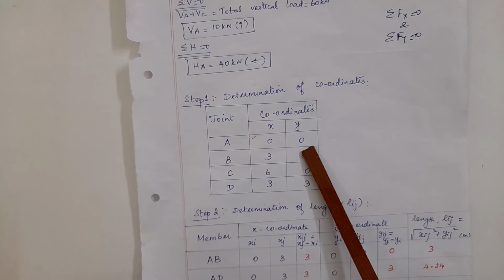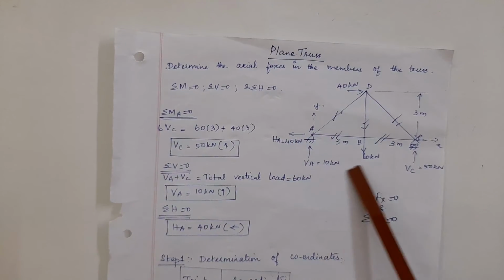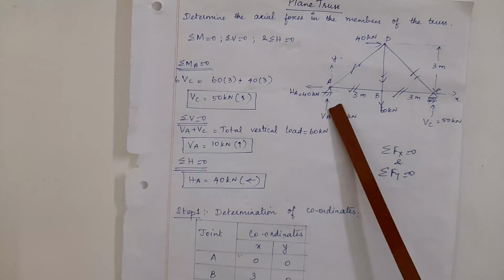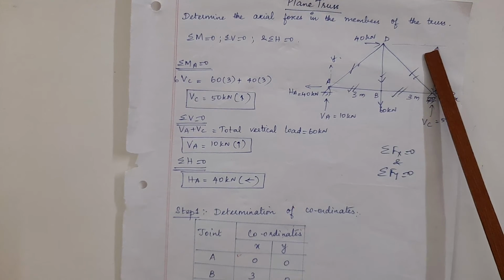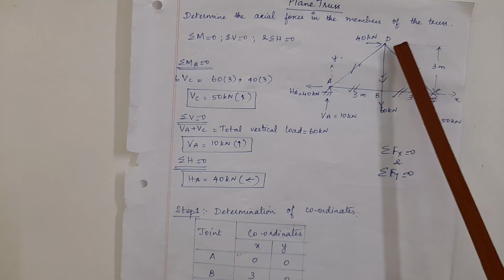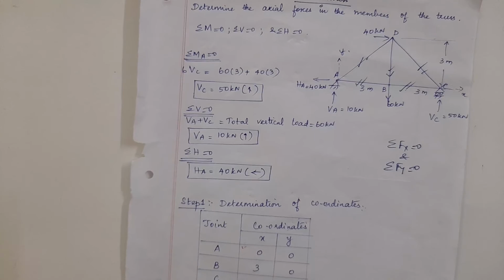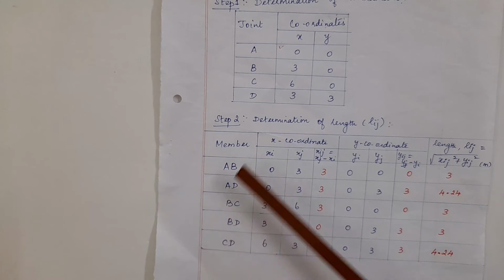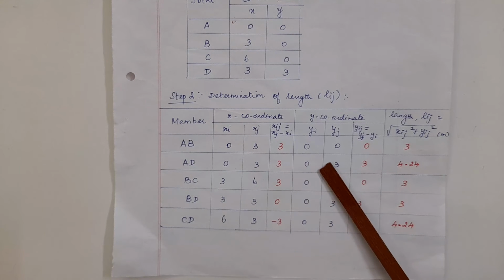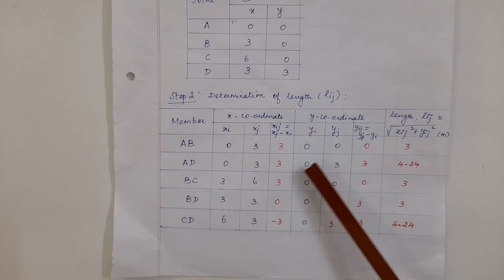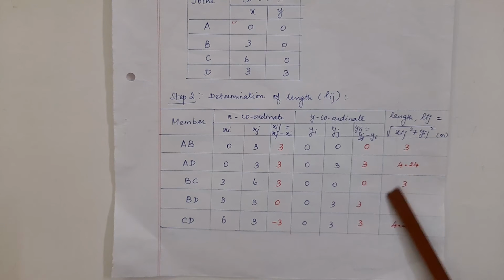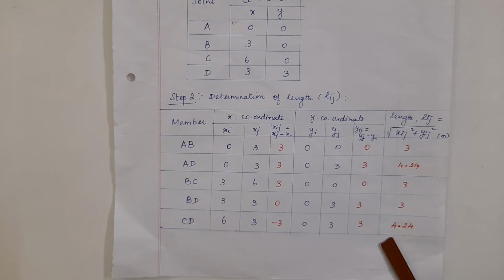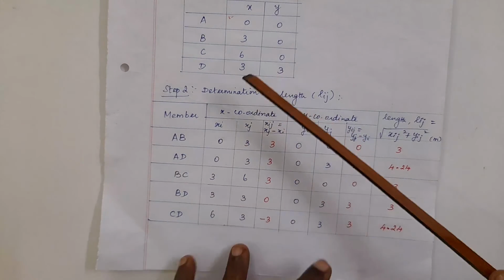So assuming any one end as the origin, whichever you feel is easy, you can take it as the origin, and based upon the corresponding length and height given, form the coordinates for each joint. Okay. Then we go for the calculation of length. For each member, we need to find the x coordinate and y coordinate. With the help of these two, we need to determine the length, because tension coefficient is force per length of the member.